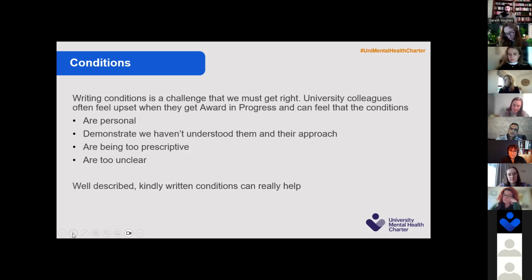I would say, what we do find is when those conditions are well described and kindly written, so they recognize the effort the team have made, but are still very clear about what needs to be done, that really does make a difference. It doesn't feel personally critical or like an attack on the university or on the staff who are delivering that service. It simply identifies an area where work still needs to be developed and that there's good work on which this can be built. That tends to be accepted and absorbed better, and people are able to work with it much more as a result.